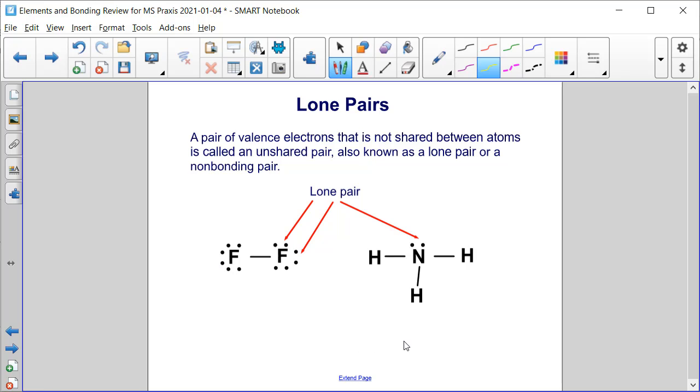In another example, this is NH3. We have 3 single bonds. Each of these lines represents 2 electrons, 2, 2, 2. But then the nitrogen atom itself also has 1 lone pair on it that does not participate in the covalent bonding.